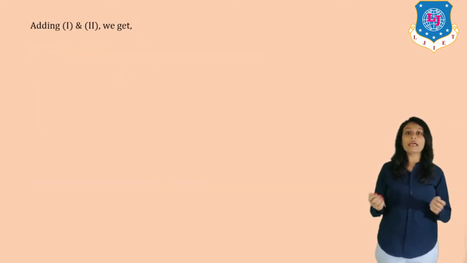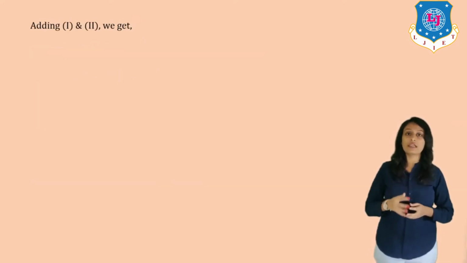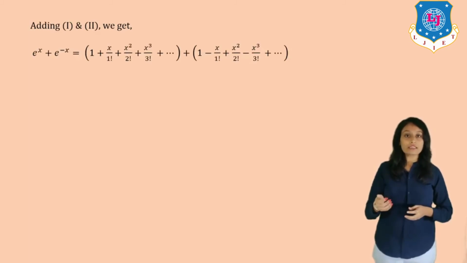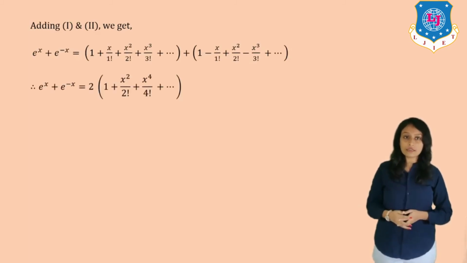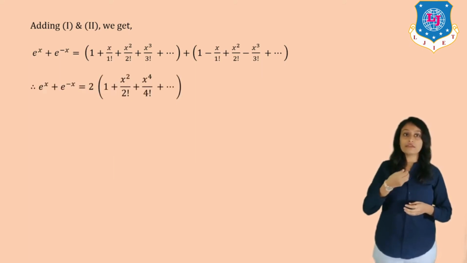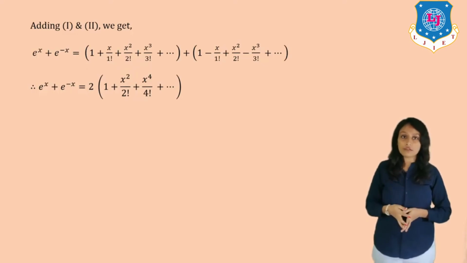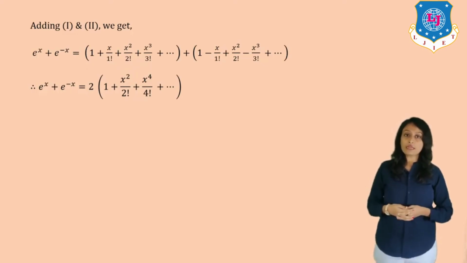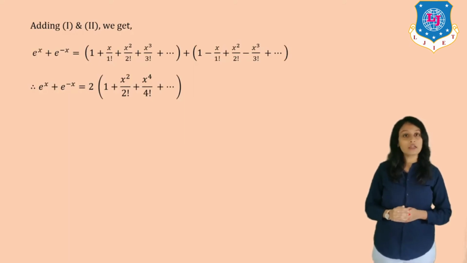This is our equation number 2. Now what we will do, we'll add them. On adding equation 1 and 2, we will get e raised to x plus e raised to minus x. Both the series are presented here. Just add them. You can see that x upon 1 factorial will get cancelled, x cube upon 3 factorial will get cancelled, and on simplification you will get 2 into 1 plus x square upon 2 factorial plus x raised to 4 upon 4 factorial and so on.